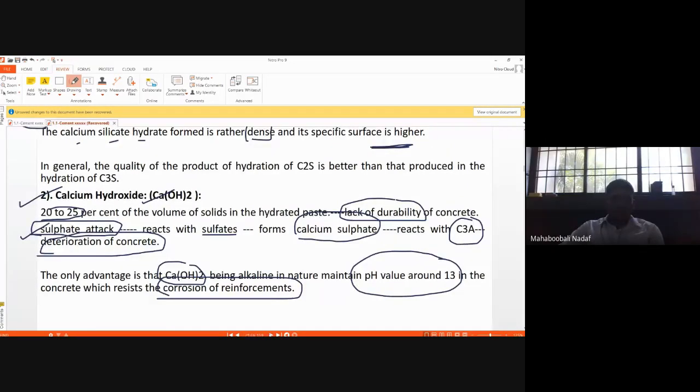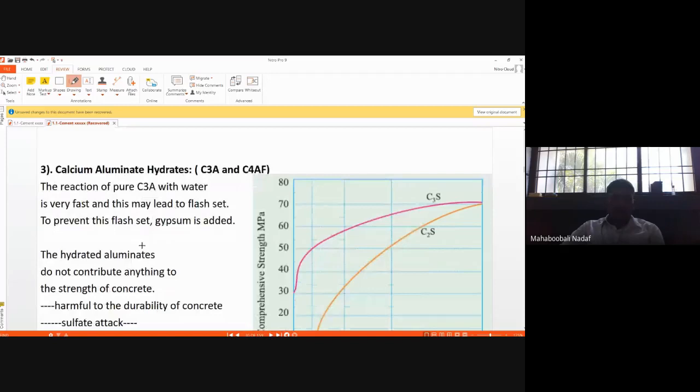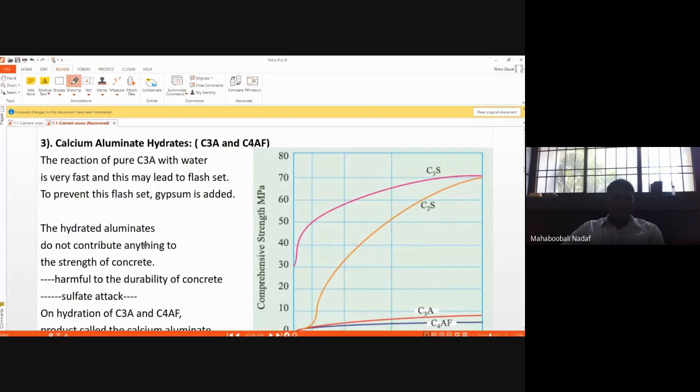Okay. Now, the third compound. What is that third compound? First is gel. Second is calcium hydroxide. Third is calcium aluminate hydrate. This is also a gel, but has somewhat different strength. The reaction of C3A with water is very fast. To avoid this fast reaction, we are adding gypsum. So C3A is also present, no? That is why we are adding gypsum to avoid a false set.